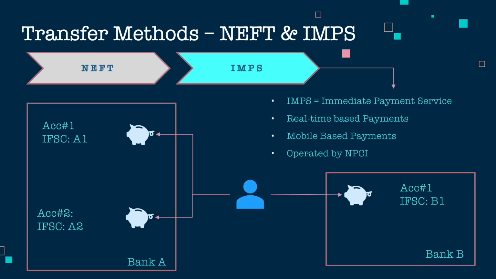IMPS was launched by NPCI, and it was a proper real-time payment system and did not have a lag. Whenever a customer initiates a payment using IMPS, the payee would receive the money immediately. But what IMPS did was, like the IFSC code and the bank account number, a unique MMID was attached to every account based on the customer's mobile number. So if a customer has a mobile number and the customer registers with phone banking, there is a unique MMID that is associated with every account that the customer has.